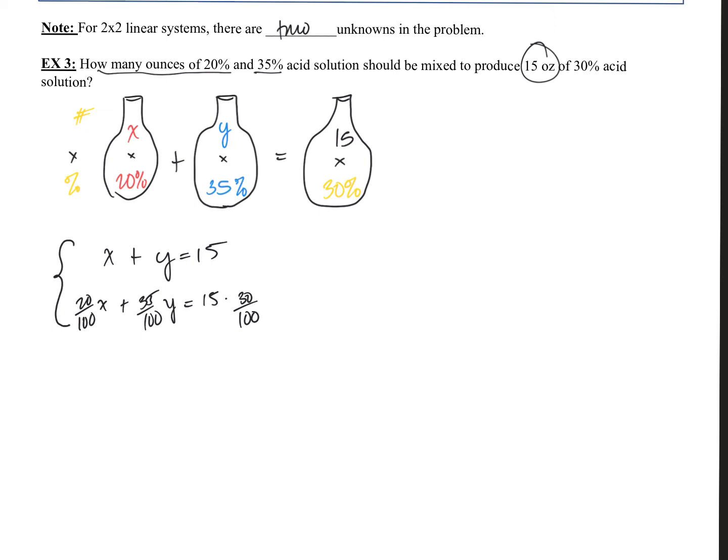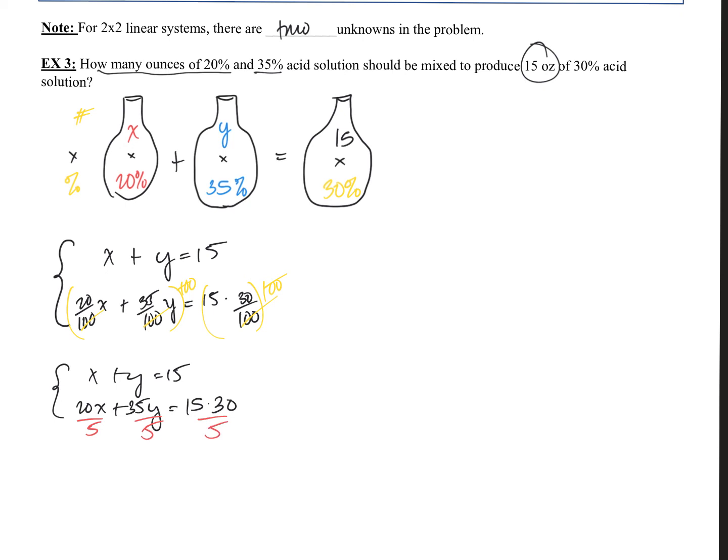Before we do that, let's go ahead and simplify the bottom equation. Let's get rid of those hundreds. Always simplify in math if you can. So if x plus y equals 15, 20x plus 35y equals 15 times 30. You know what? That bottom equation looks like it can still be simplified. I think we can divide everything by 5. Let's go ahead and do that as well.